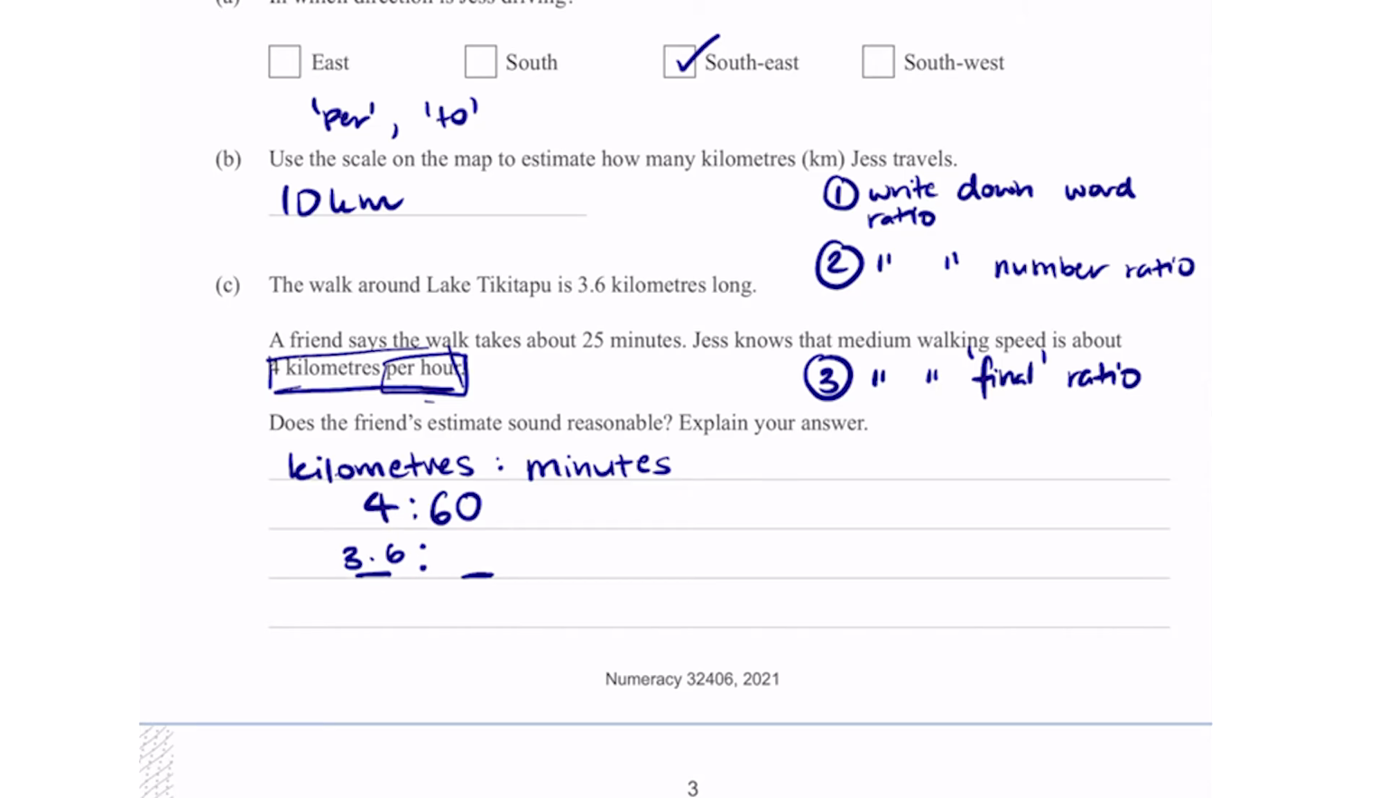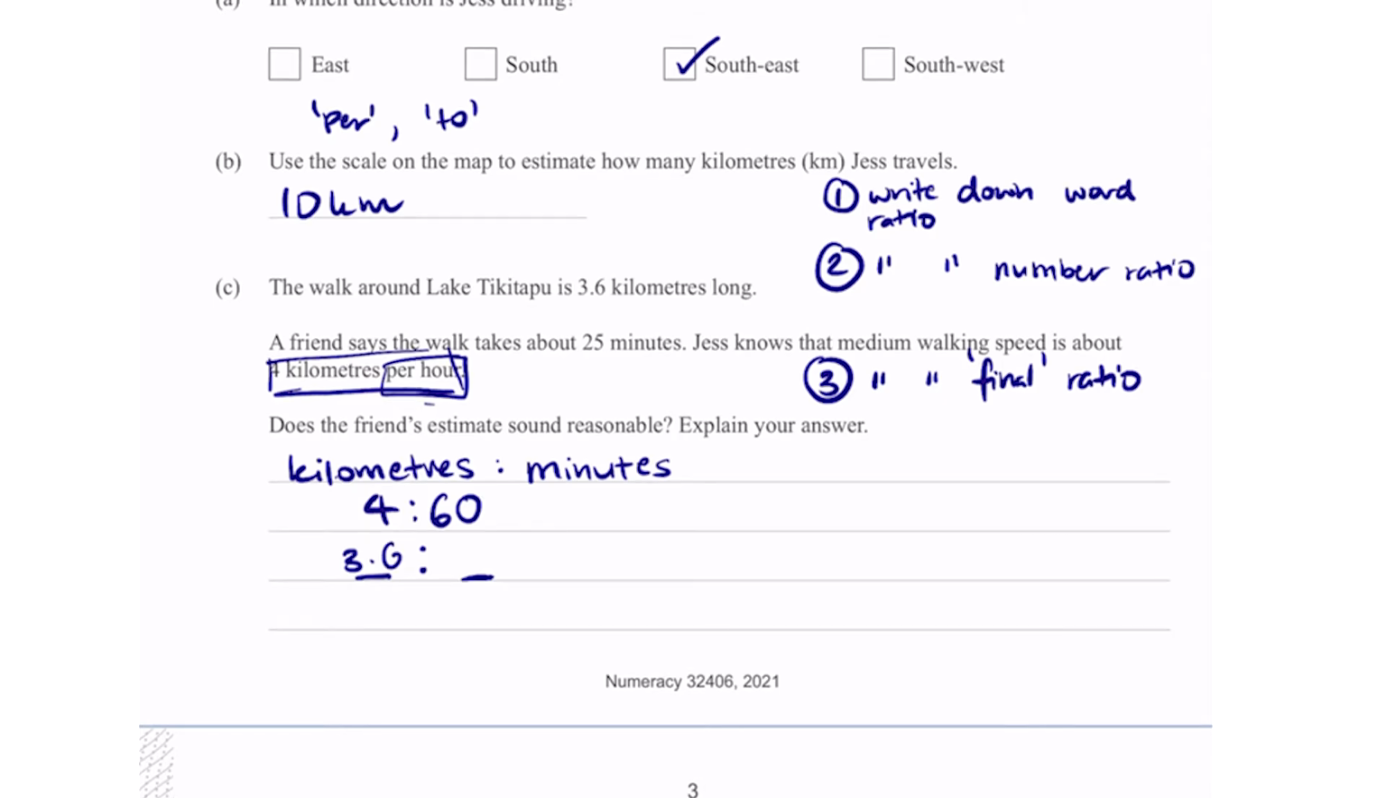So actually, we don't even need to work out the ratio in order to figure out if the friend's estimate is reasonable. 3.6 is not that much lower than 4. If we know that it takes 60 minutes to travel 4 Ks, it's going to take a little bit less than 60 minutes to travel 3.6 Ks, right? And so 25 minutes, that's like less than half of like 4, right? So we already know that it would take 30 minutes to travel 2 Ks, right? So the friend's estimate is definitely incorrect. However, we're going to work it out fully.